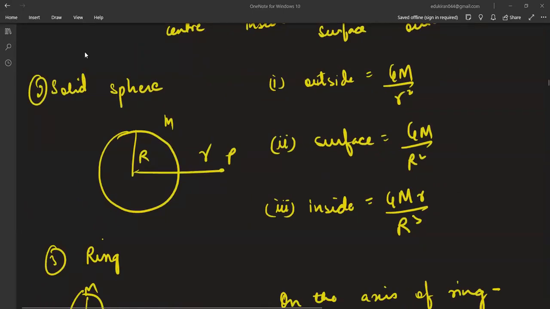See, for a solid sphere, again you will have points outside, inside, and at the surface. Outside and surface are exactly the same. For inside, you will have G capital M into small r divided by R cube. This is the formula for inside. The solid sphere inside case is different, the rest of the cases are the same. Note down this also, solid sphere.